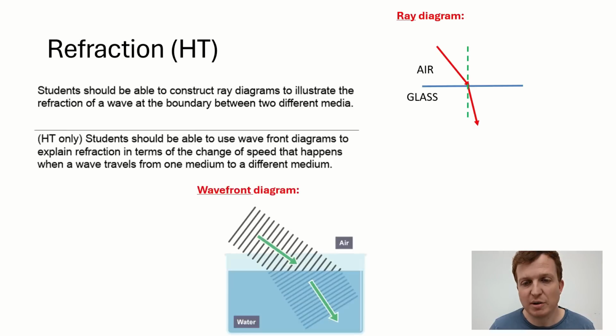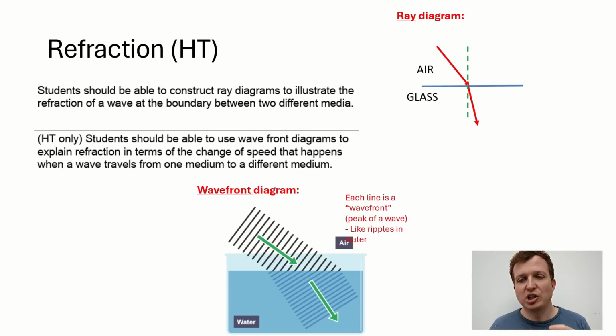So a wavefront diagram looks something like this. Instead of a wave just being a line, essentially each line is a wavefront, like a ripple in water. Each line is a peak of a wave, so the distance between them is the wavelength.